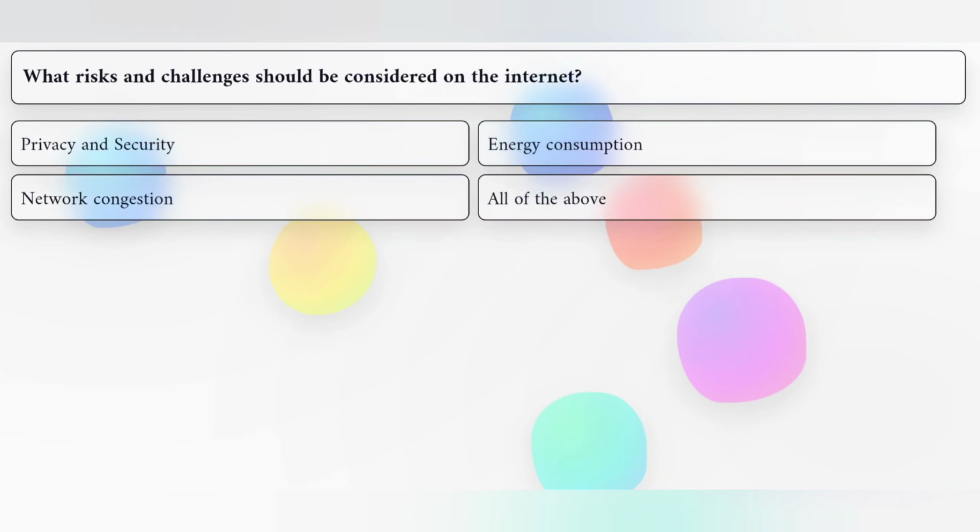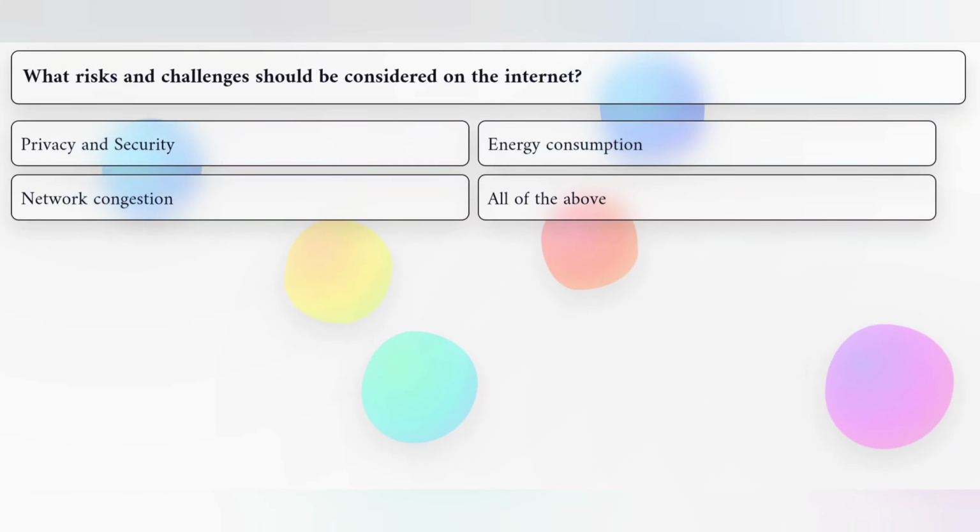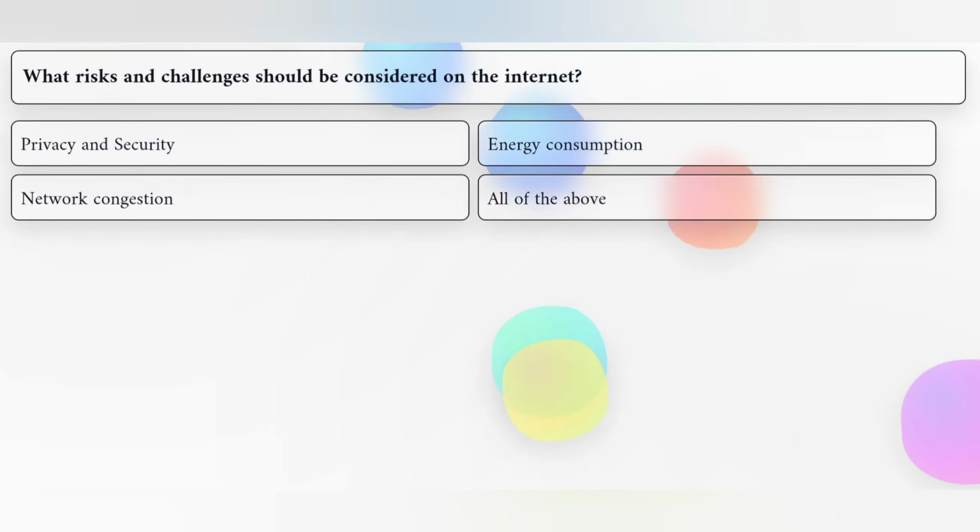What risks and challenges should be considered on the Internet? Privacy and security, energy consumption, network congestion, all of the above.